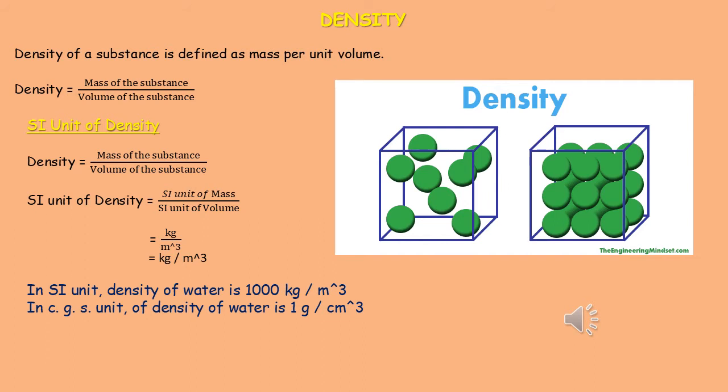In SI units, the density of water is 1000 kg per meter cube, and in CGS units, the density of water is 1 gram per centimeter cube. In your book, you will see a table where densities of many substances are provided. You need not learn those values. Only remember these two values: the density of water in SI units is 1000 kg per meter cube, and in CGS units the density of water is 1 gram per centimeter cube.